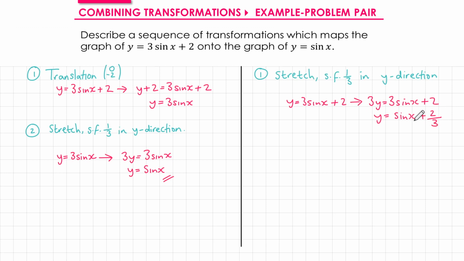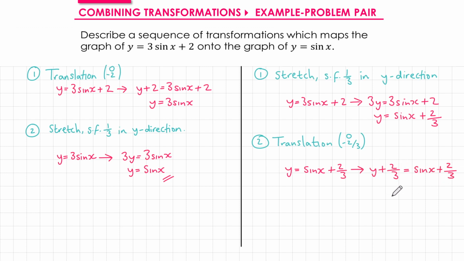And if you don't apply the transformation, it's very difficult to see what the translation would need to be for the next part. So now we need a translation of 0 minus 2/3. That tells us to replace y by y plus 2/3. Subtracting 2/3 from both sides gives us y equals sin x.